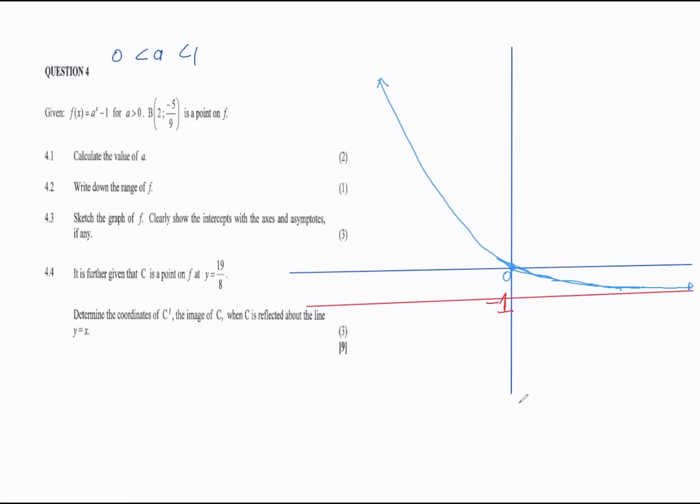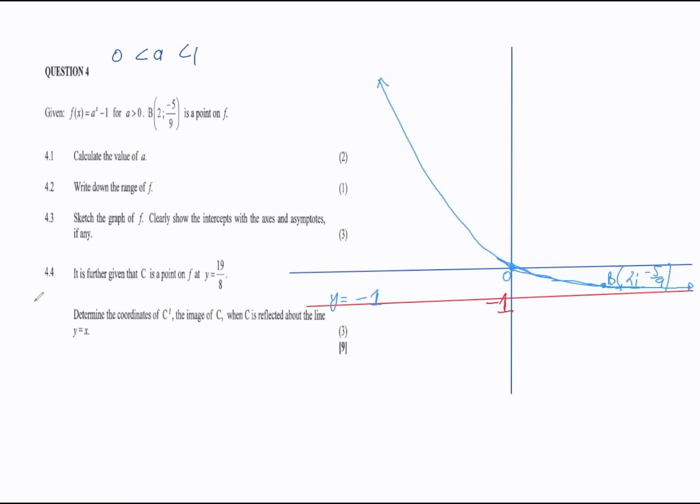So, yeah, this is our asymptote here, which is y is equal to what? Negative 1. And then that's all we show there. And then the coordinates of B might be found somewhere there. So B is 2, negative 5 over 9. Okay, so that's all you indicate there. So we have the sketch there for 3 marks.